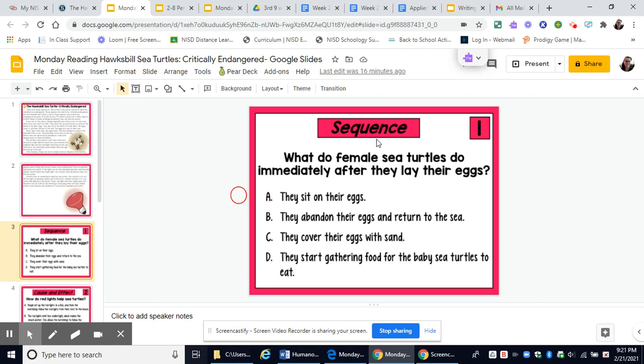And I label what they are. The first question is going to deal with sequence, okay? So it's very important that you go back to the text to look for that. What do female sea turtles do immediately after they lay their eggs?